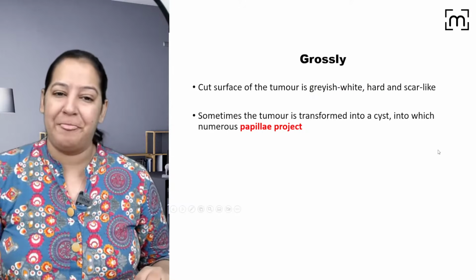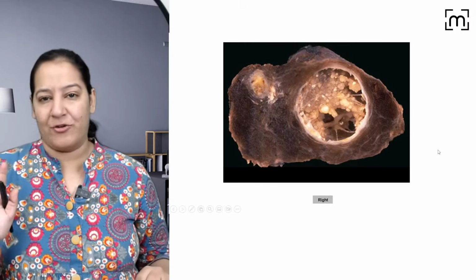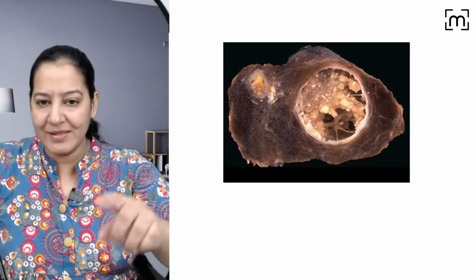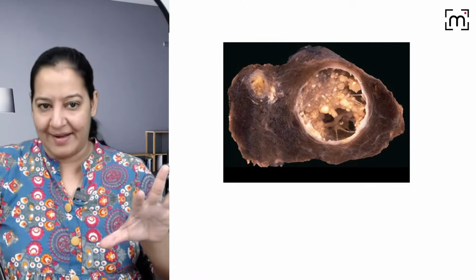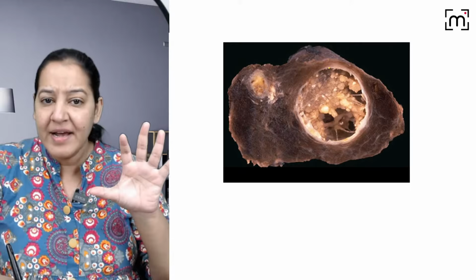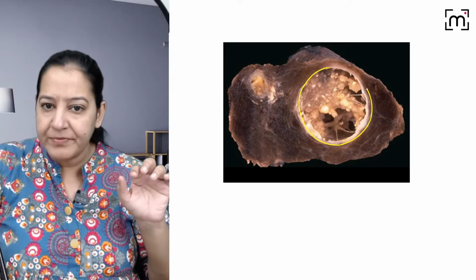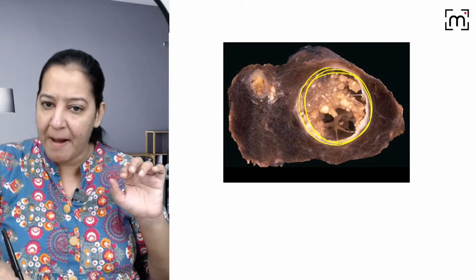Come on to the gross. This is the gross. Can you all see the gross? Now this is the thyroid gland. Let me tell you, this is a thyroid gland. In the thyroid gland, this is the tumor. This one, the circular structure, is the papillary carcinoma.